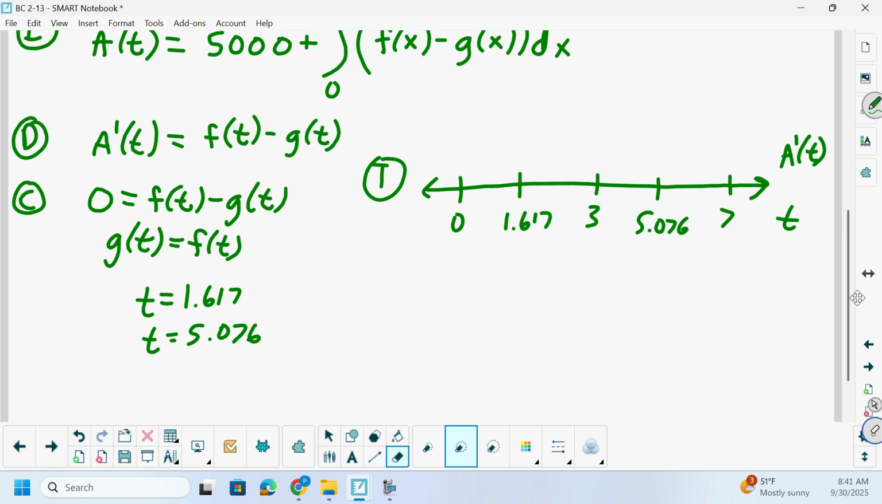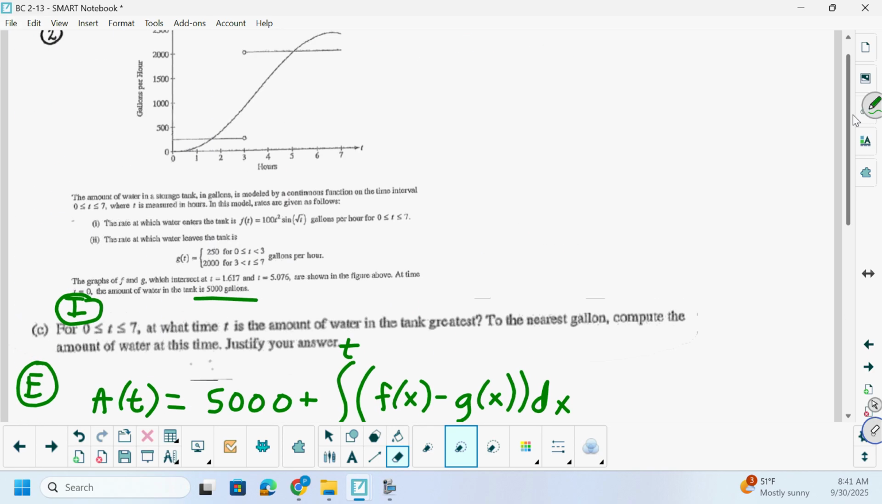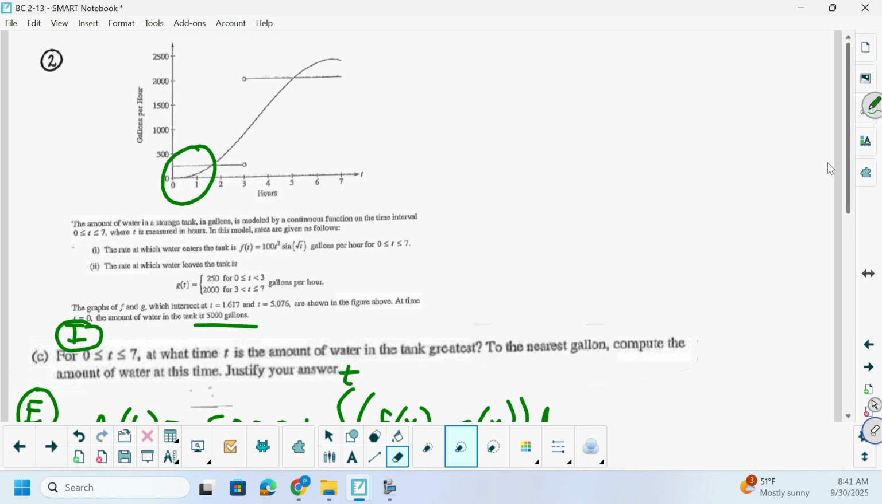And we're going to get our pluses and minuses just from the graph. Remember, A prime of t was f of t minus g of t. So in this first section right here, g of t is the bigger one. That's higher up on the graph. So we're doing a smaller minus a bigger, so we should get a negative. In that next section, now the curve, the f of t is greater, so it's a big minus a small, so we get a plus.